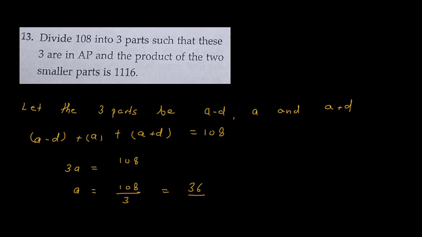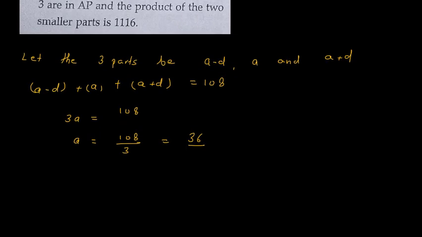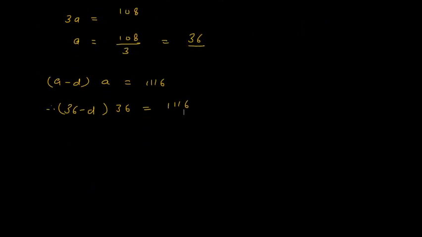Next they have given the product of the 2 smaller parts as 1116. The product of the 2 smaller parts, that is a minus d into a, is given as 1116. Now you know the value of a, so just replace. A is 36, so it is 36 minus d into 36 is equal to 1116. So therefore 36 minus d is equal to 1116 divided by 36.